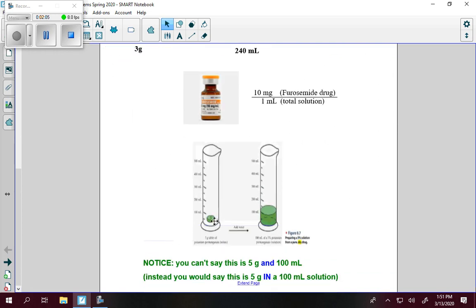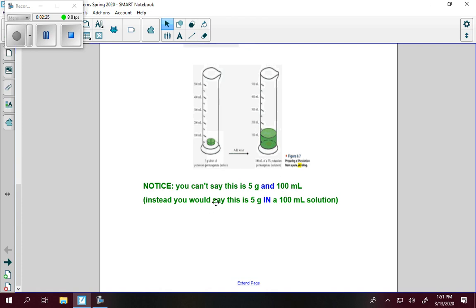If you have a pill or a solid and you're going to reconstitute it into a liquid, the pure form of that drug in that pill is going to be, say, 5 grams. The diluted form would be in 100 milliliters of water. So you wouldn't say that this is 5 grams and 100 milliliters. Instead, you would say this is 5 grams in a 100 milliliter solution. The reason why you can't say this is 5 grams and 100 milliliters is because if you think about when you drink coffee and you have the hot coffee already made and you add sugar to it, the coffee rises a little bit, so you would have more than that original amount in there.